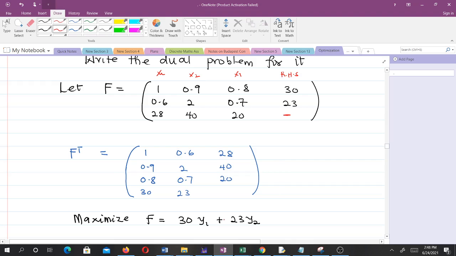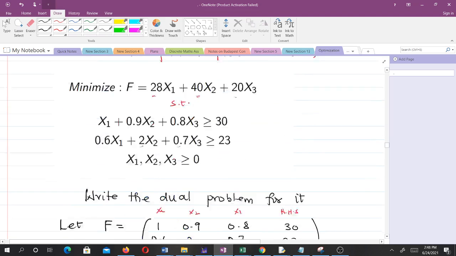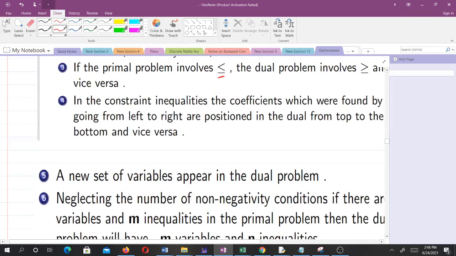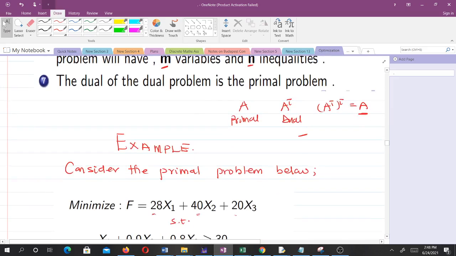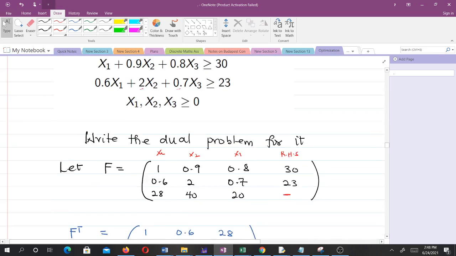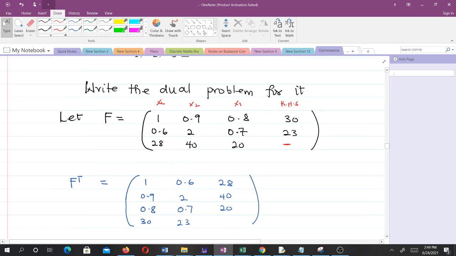The fifth point said that a new set of variables appear in the dual problem. In the primal problem we have x1, x2, and the rest, and in the dual problem we want y1, y2, and the rest. So we call these y1 and y2, and this will be our right-hand side. These are the constraints, and the last row is always the objective function.